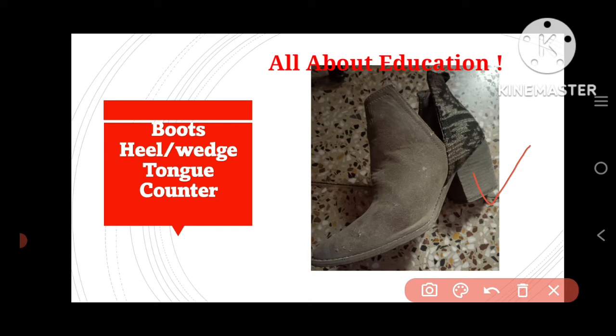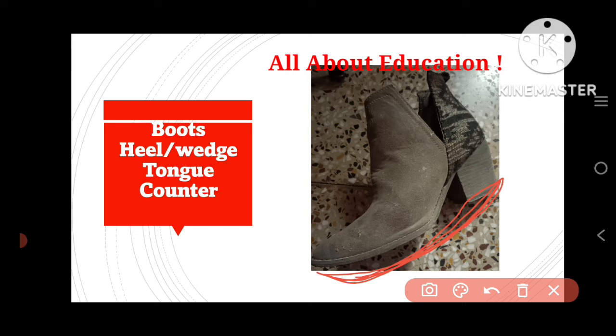But if these heels continue till the toe cap, this is toe cap, if it continues till the toe cap, then it is known as wedge. So I hope you understand the difference between the heel and the wedge. Wedge is a sort of heel which is in the platform form. That means it starts from the back till the toe cap. So this type of heel is known as platform heel or wedge. These wedges may be in the sandal forms also, or they may be in boots also.